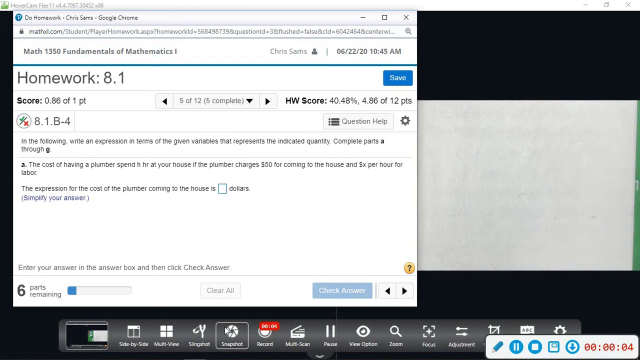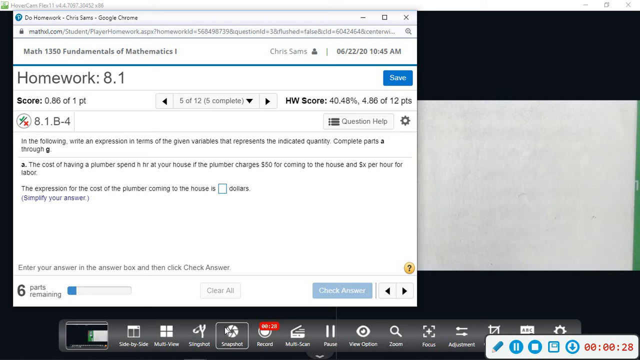All right, number 5. In the following, we want to write expressions in terms of the given variable that represent the indicated quantities. We're going to complete parts A through G, so we got a lot to do here. A says the cost of having a plumber spend each hour at your house, if the plumber charges $50 for coming to the house and X per hour.